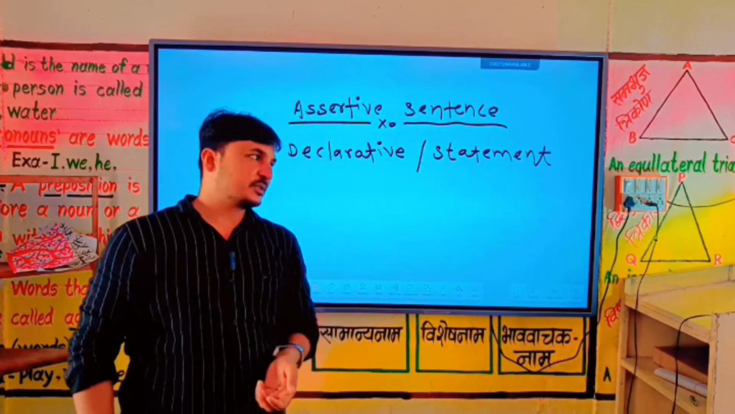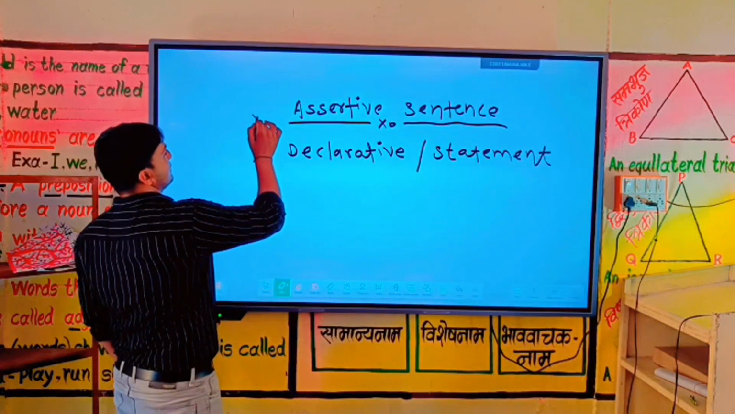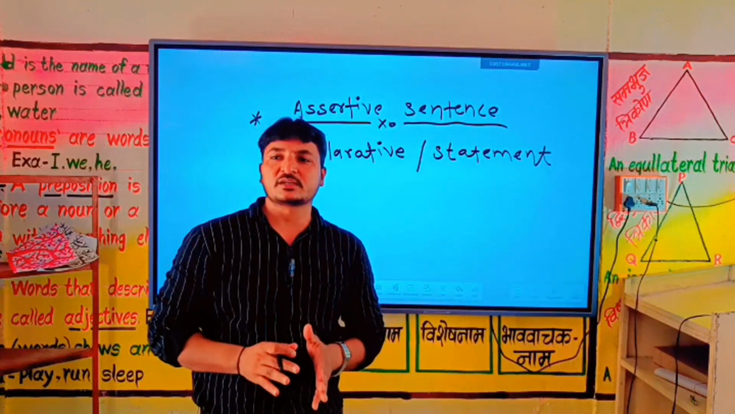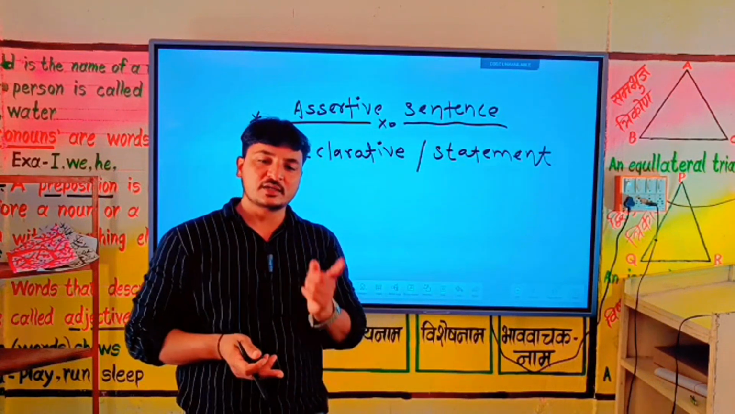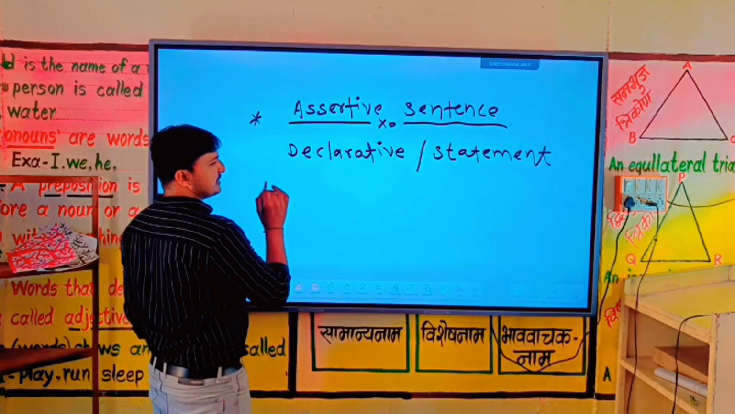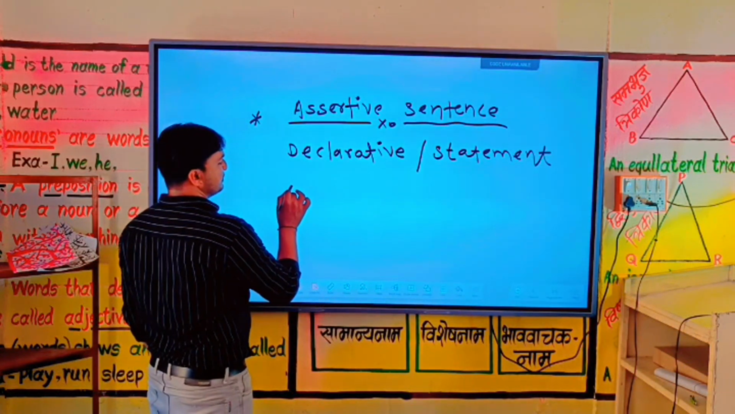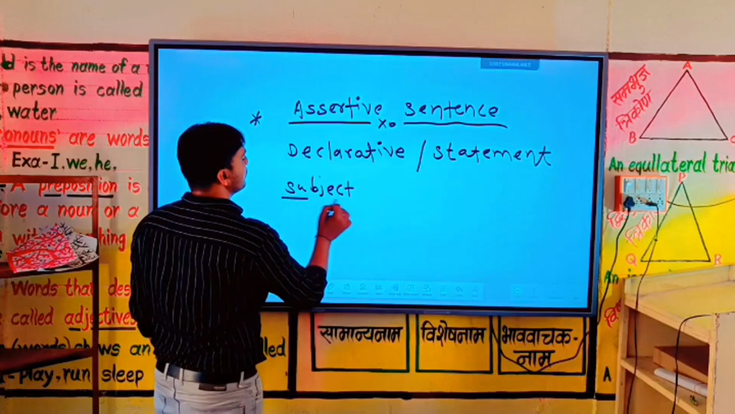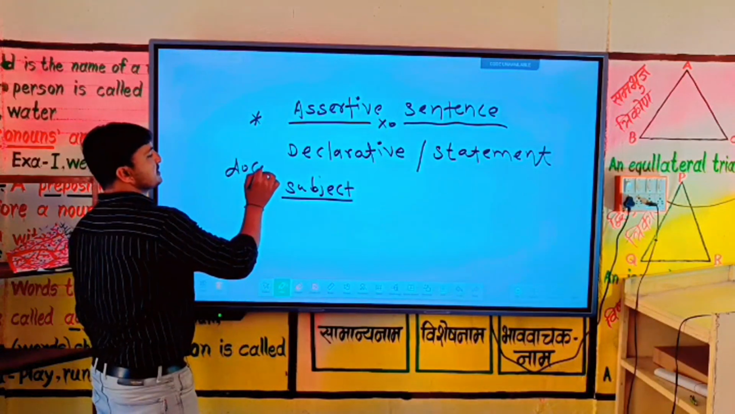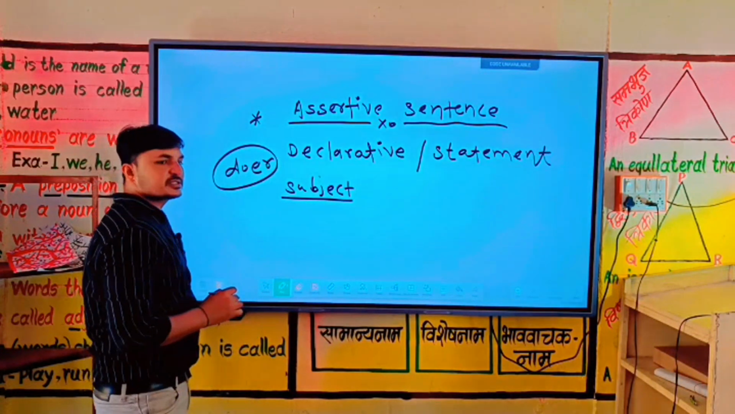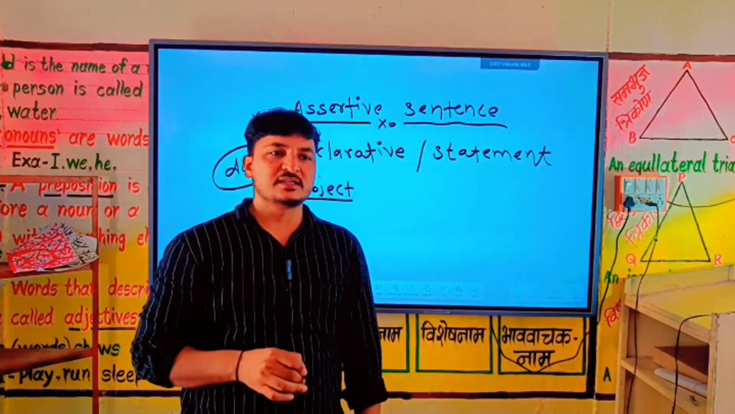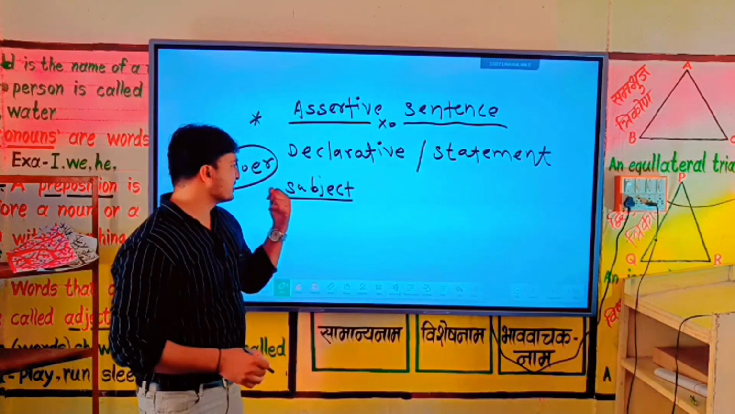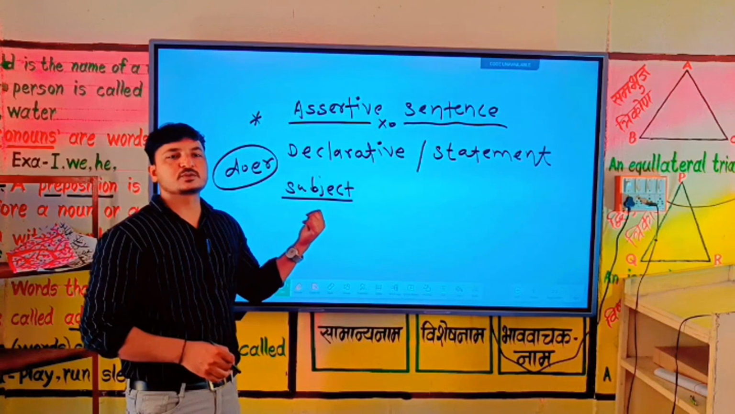Okay. So after that we want to understand here, how can we recognize the assertive sentence? The sentence starts with the subject. Okay, what is meant by subject? Subject means the doer. Doer means the person who does the action in the sentence. That person is called the doer. And the doer is also called the subject.